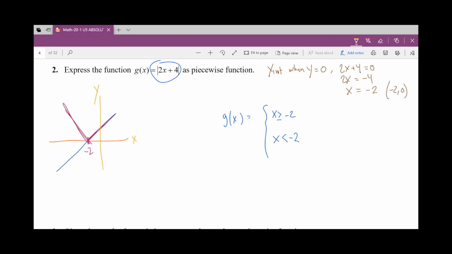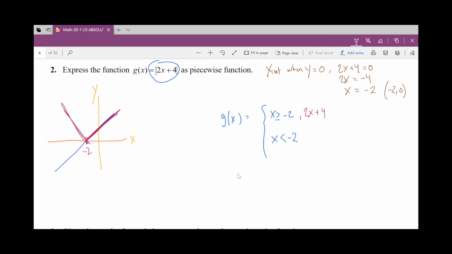So what I drew originally is actually pretty cool. So part of the equation where x is greater than -2, in other words, right here, is just going to be the original function, 2x plus 4. And for that part of the absolute value function that is less than -2, it's simply going to be the reciprocal equation for this line.